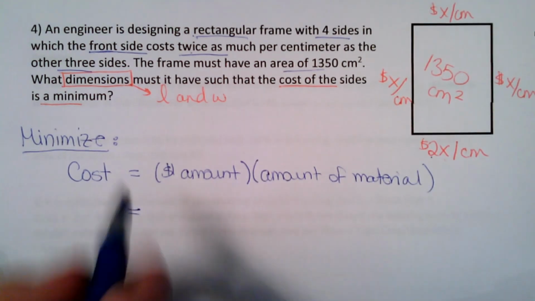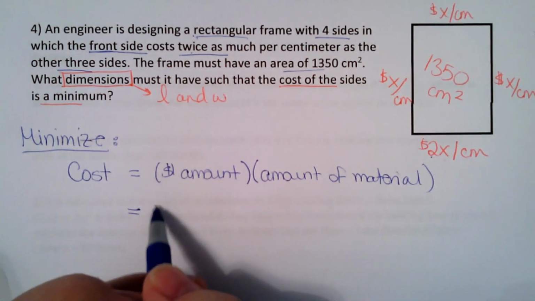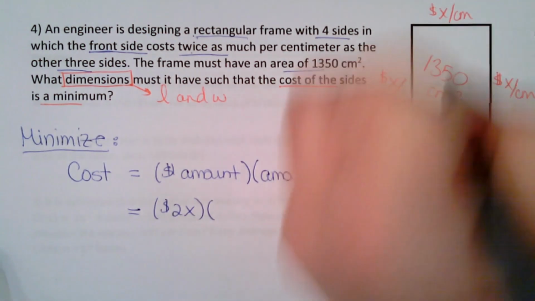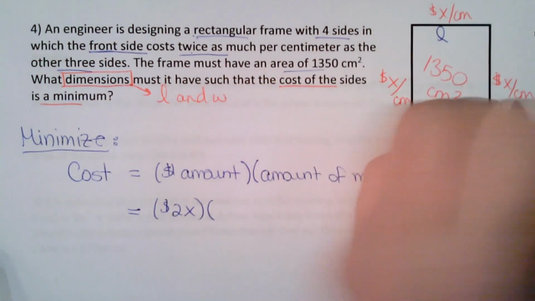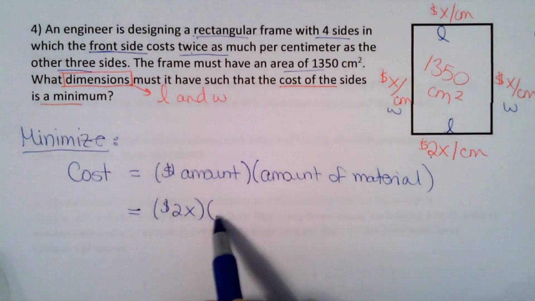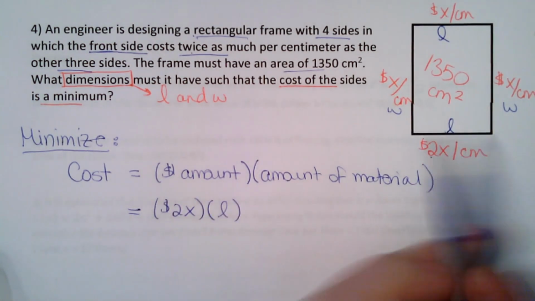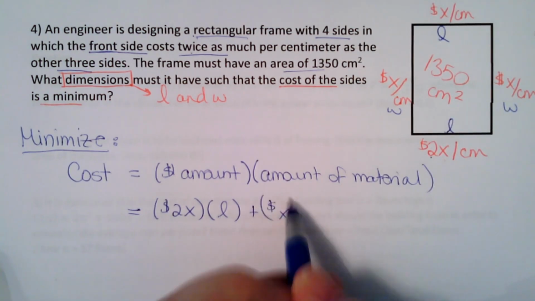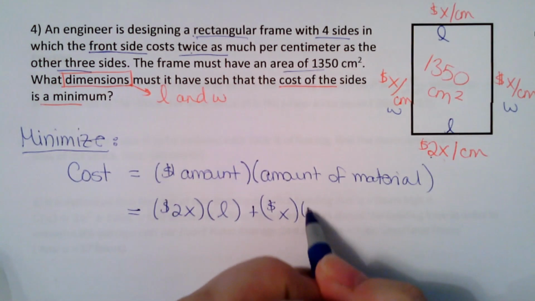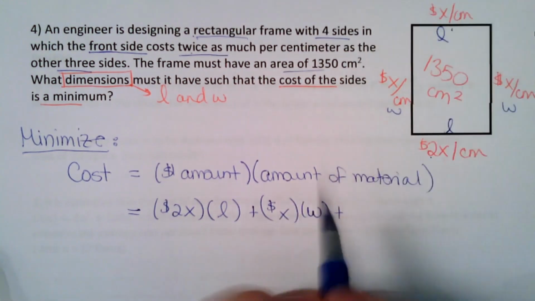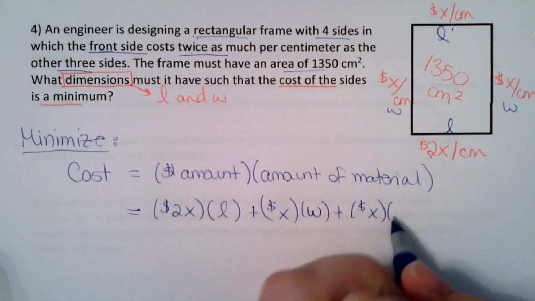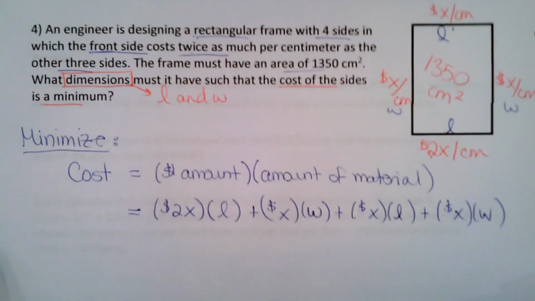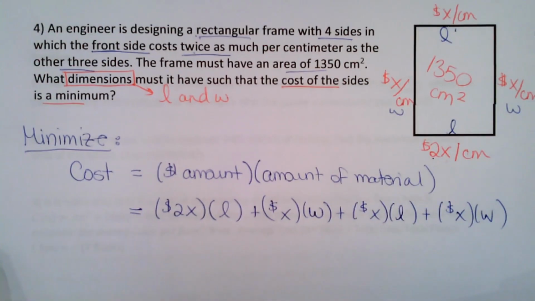Alright, so in this case I've got 2x times, well, it's a rectangle, so I've got length, width, and width. So I've got 2x times the length, that's what that's going to cost me to make the front side. It's also going to cost me X amount of dollars to make the width, and X amount of dollars to make the length, and X amount of dollars to make the width. So that's what it's going to cost me to make this item.